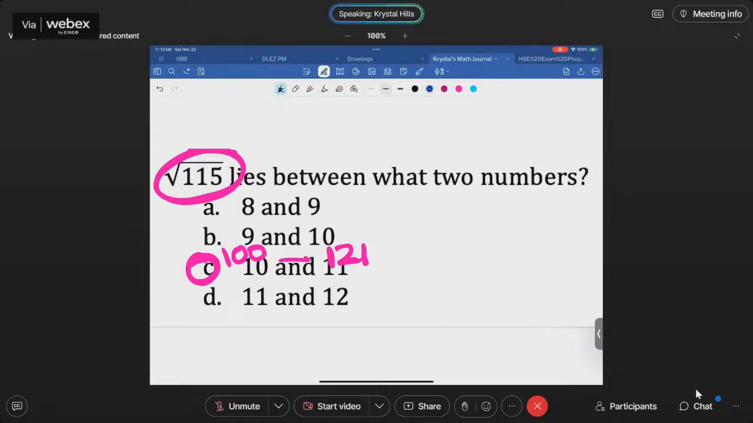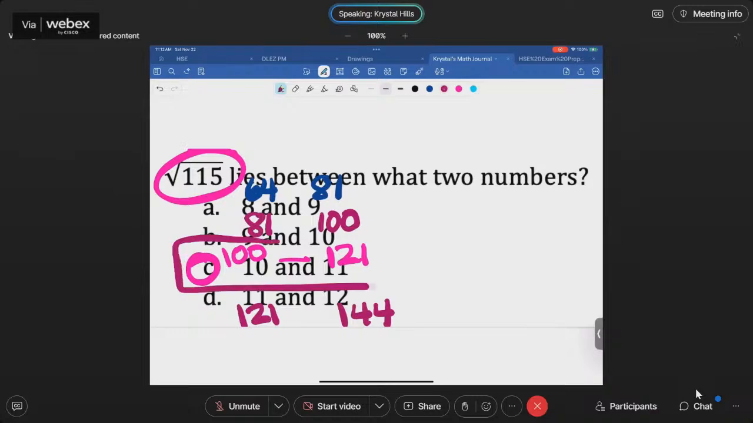If we look at A, we got 64 and 81. 115 does not lie in between those two numbers. B, we have 81 and 100. 115 does not lie between those two numbers. And then D, we have 121 and 144. 115 on a number line does not lie in between those two numbers. So our answer is C, between 10 and 11.